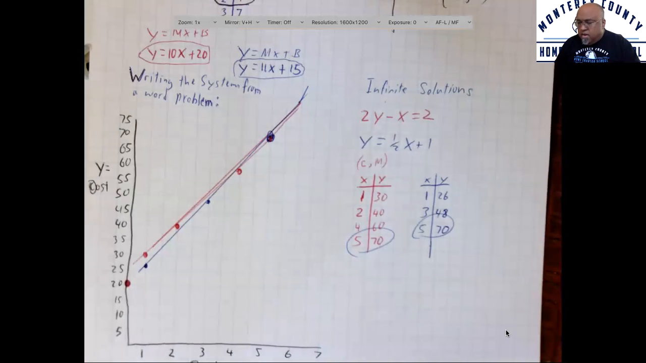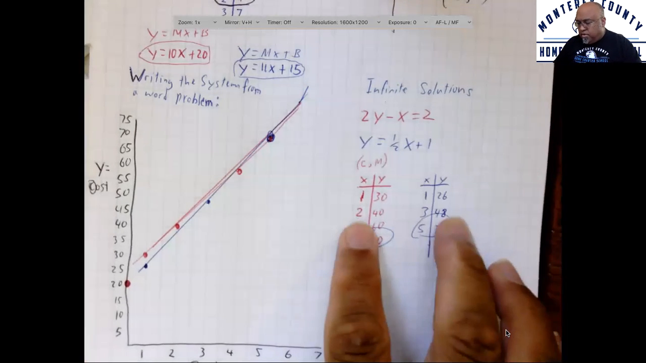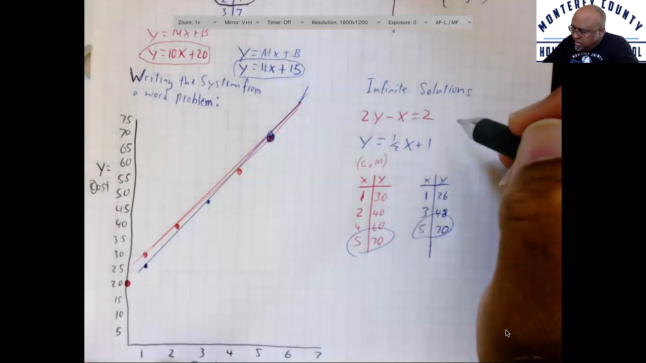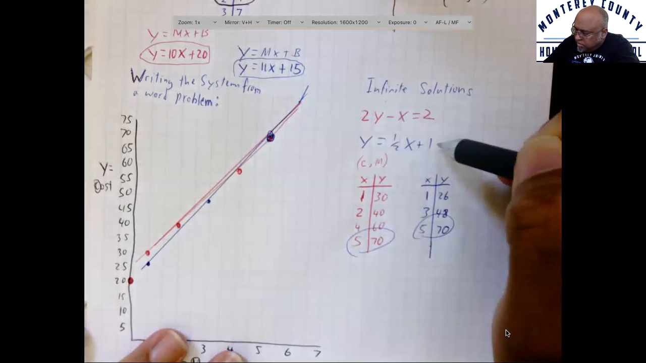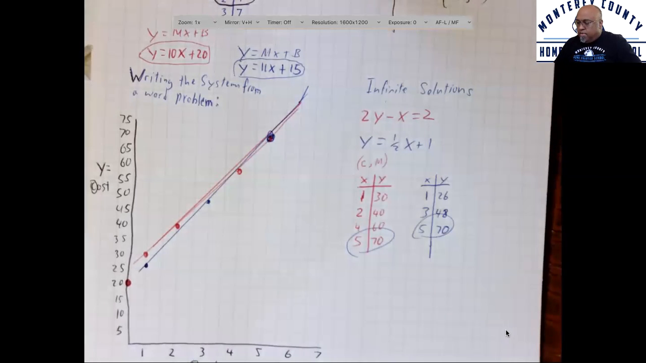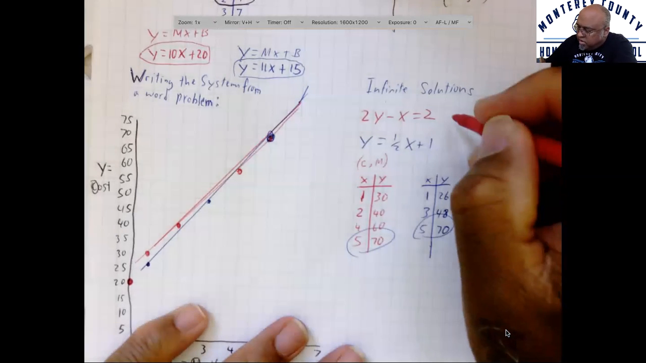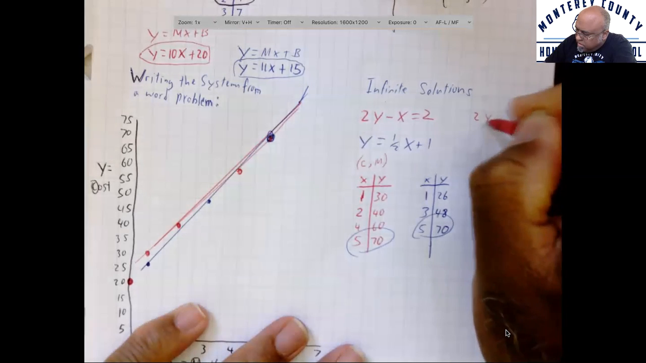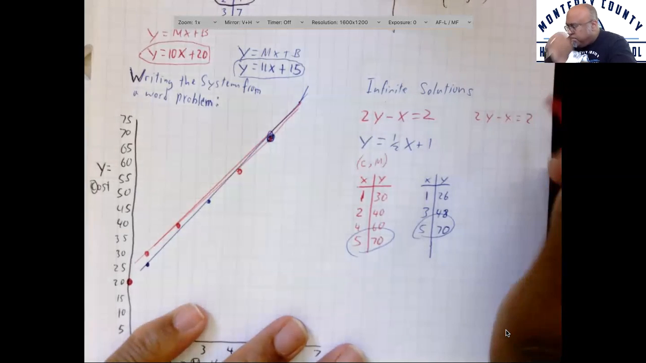Now, the last thing I wanted to show you, and I wrote it, so I should have moved these over here somewhere, but either way, is infinite solutions. So I have two equations here. One of them is written in standard form, and the other one is written in slope-intercept form. So I want to graph them to see what they're going to look like, but I'm not going to graph them. I'm just going to change this one. 2y minus x is equal to 2. I'm going to change it to slope-intercept form.